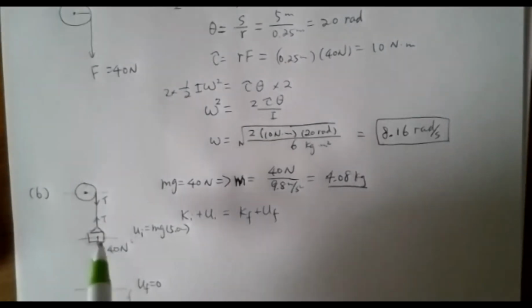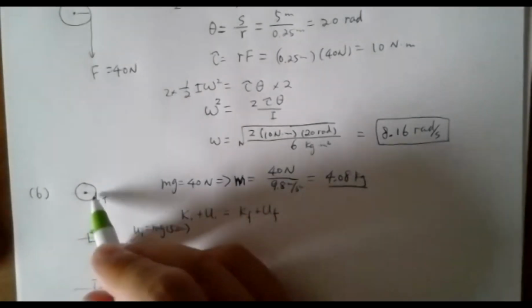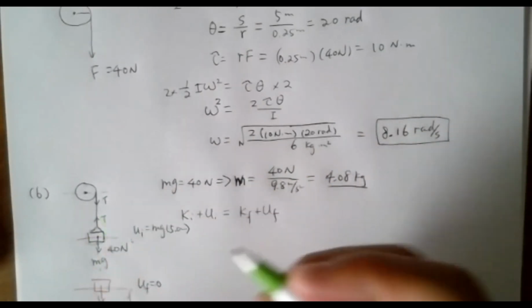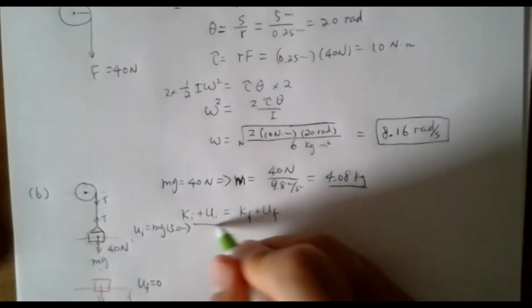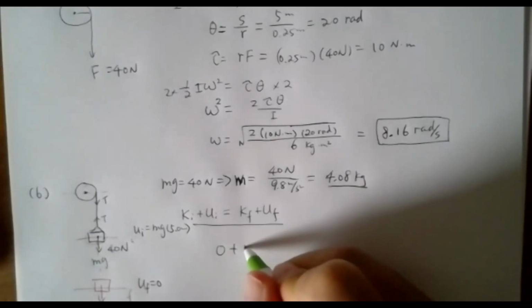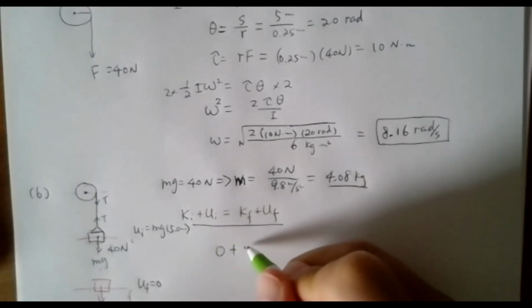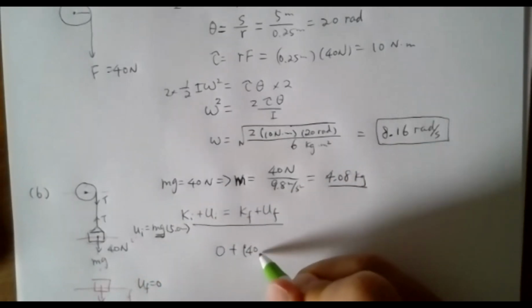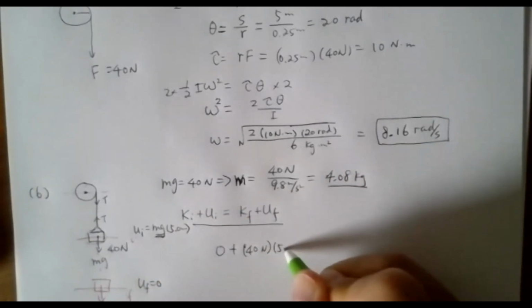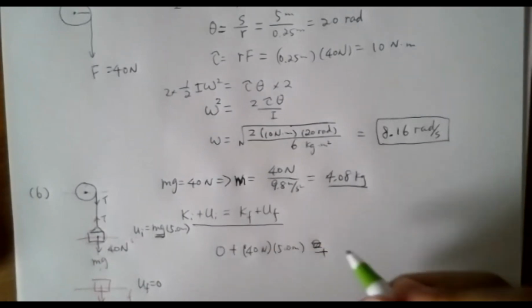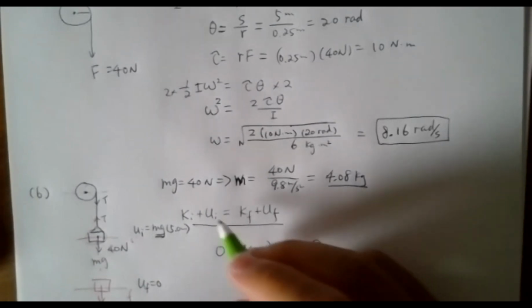The initial kinetic energy should be 0 because they are let go from rest. So Ki is 0, plus mg times 5, or 40 times 5 because 40 is equal to mg, so 40 newtons times 5.0 meters. That should equal, oh yeah, that's already the mg, the Ui.